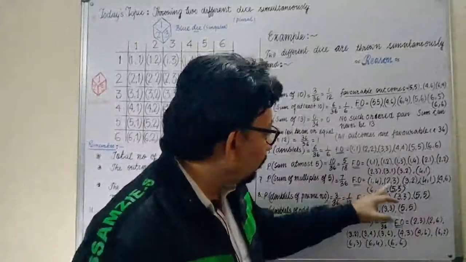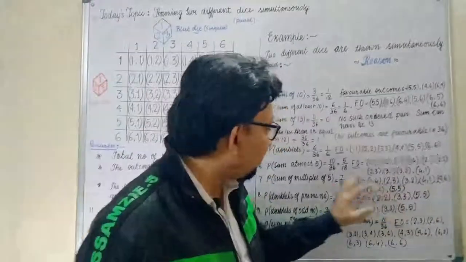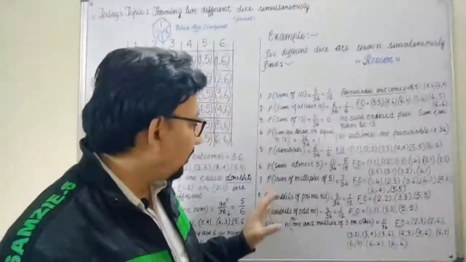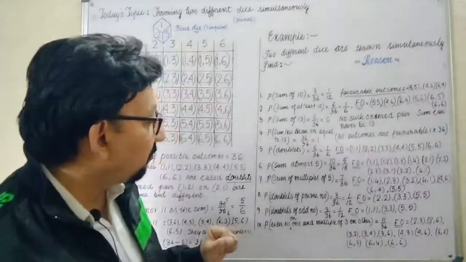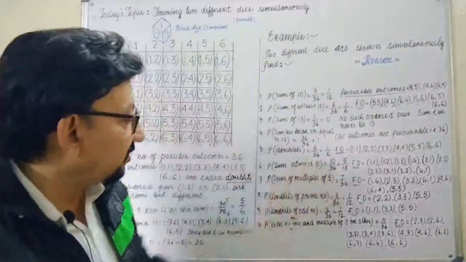Now 1, 2, 3, 4, 5, 6, 7. Seven such ordered pairs are there where the sum is a multiple of 5. So 7 by 36 is the probability.